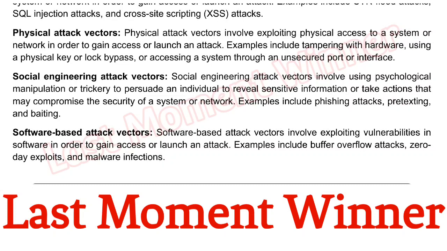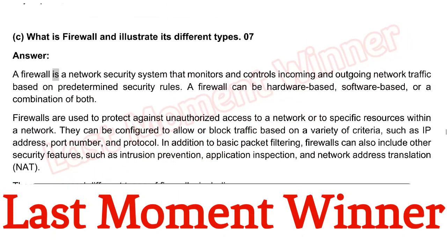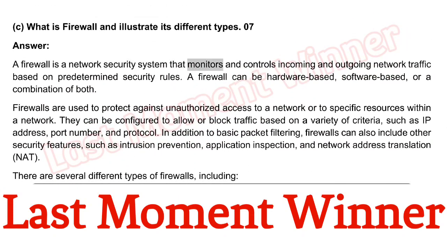Q. 7. What is a firewall and illustrate its different types. Answer. A firewall is a network security system that monitors and controls incoming and outgoing network traffic based on predetermined security rules. A firewall can be hardware-based, software-based, or a combination of both.